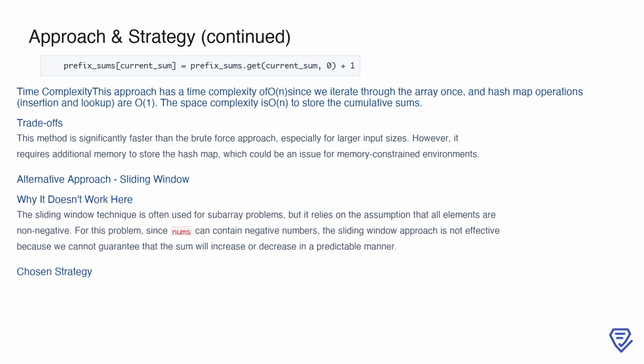The optimized solution has a time complexity of O(n), as we make a single pass through the array and each hash map operation, whether it's a lookup or an update, takes constant time. The space complexity is O(n), because we store the cumulative sums in the hash map.